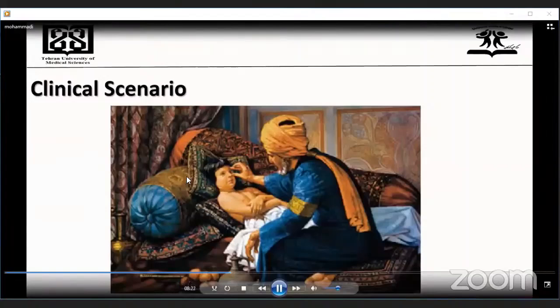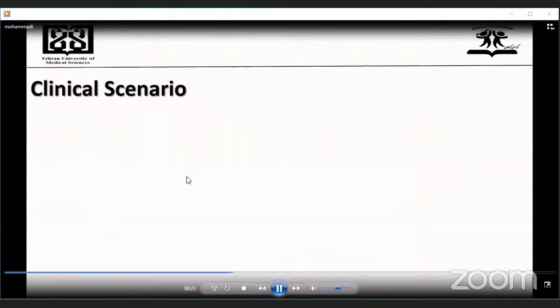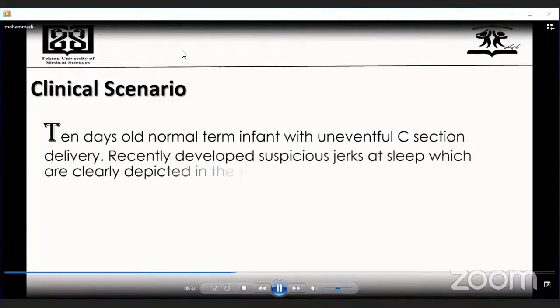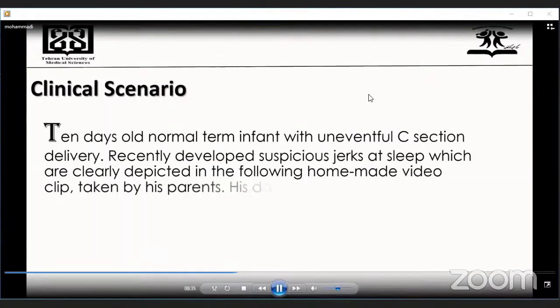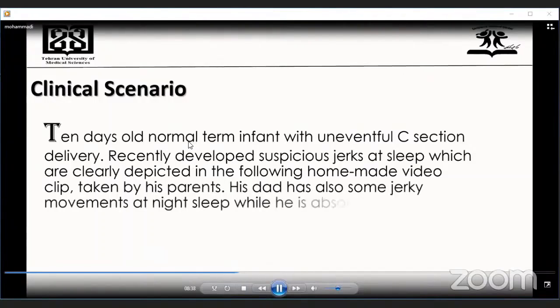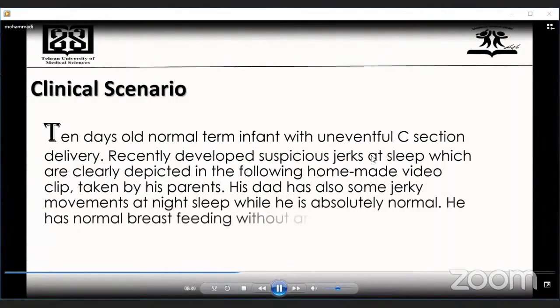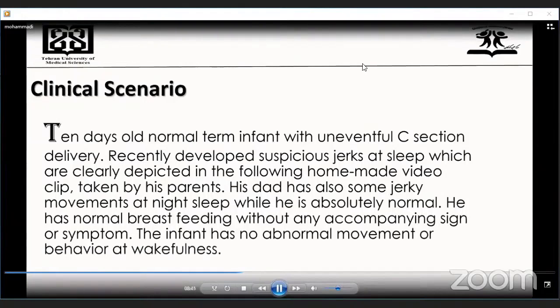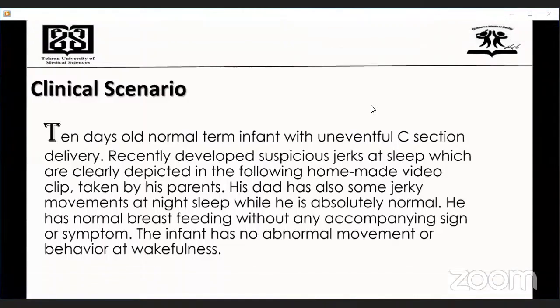Let's have another clinical scenario. A 10-day-old normal term infant with an uneventful C-section delivery recently developed suspicious jerks in sleep, which are clearly depicted in the following homemade video clip taken by his parents. His dad also has some jerky movements during night sleep, while he is absolutely normal. He has normal breastfeeding without any accompanying sign or symptom. The infant has no abnormal movement or behavior at wakefulness.